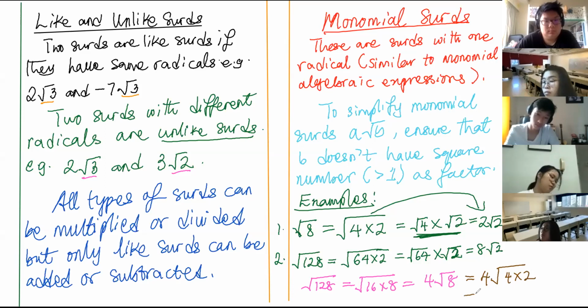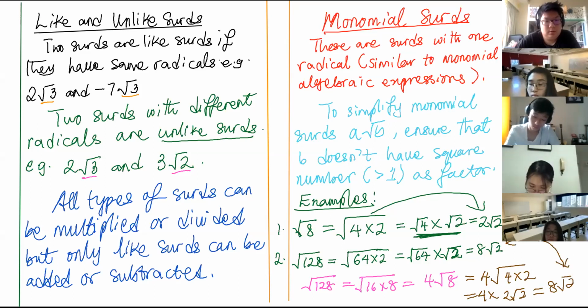Okay, then I can have 4 times, this will give me 2 root 2, because this will become 2. Okay, and that gives me 8 root 2, which is the original answer. Am I making sense, guys? Yes. Okay, good. So that's how to simplify.